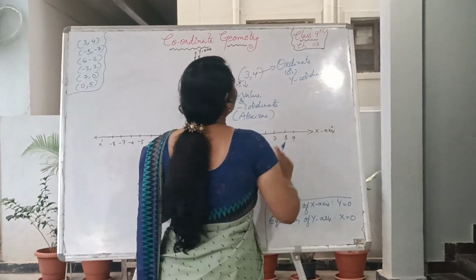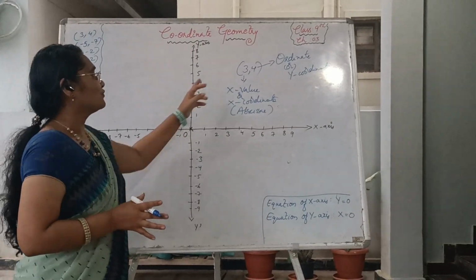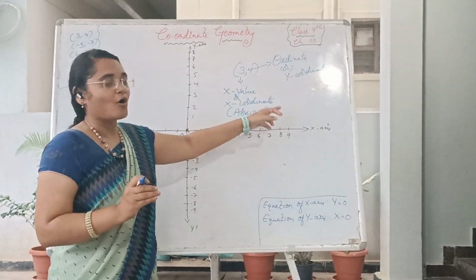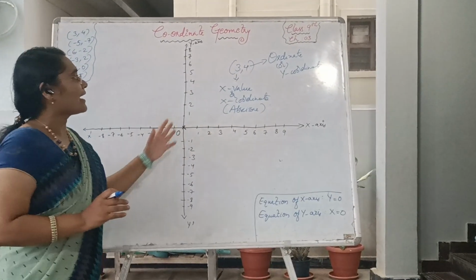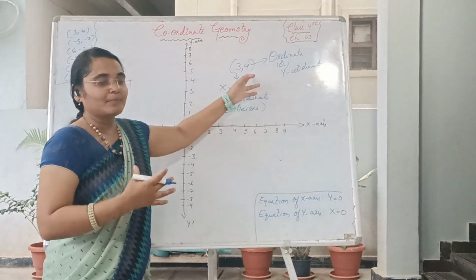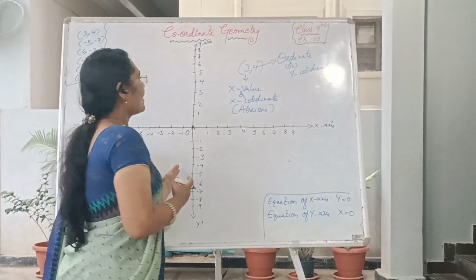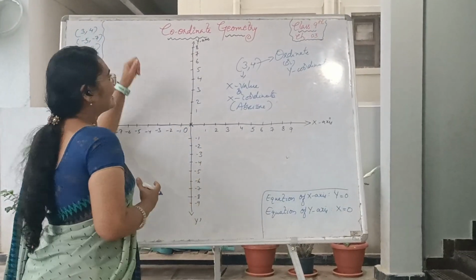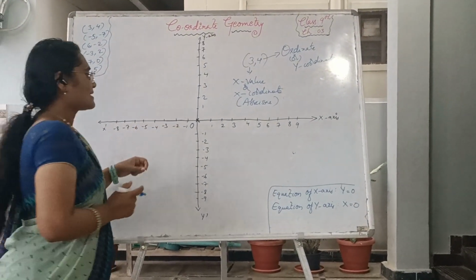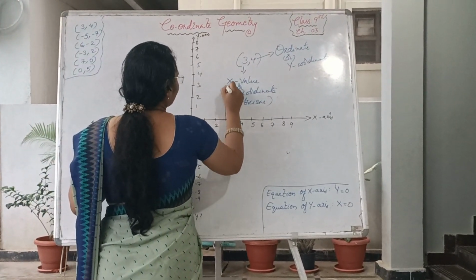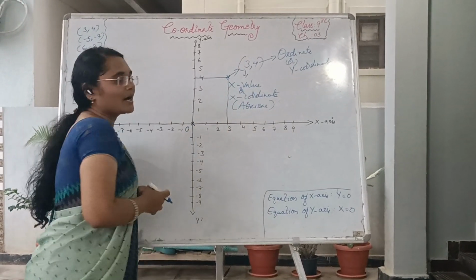So first of all, understand that whenever we take any point, the first value is located on the horizontal line called the x-axis. The second value is located on the vertical line called the y-axis. Now we are going to plot the point (3, 4). So first, 3 will be on which axis? X-axis. 3, 4. So the point is (3, 4).